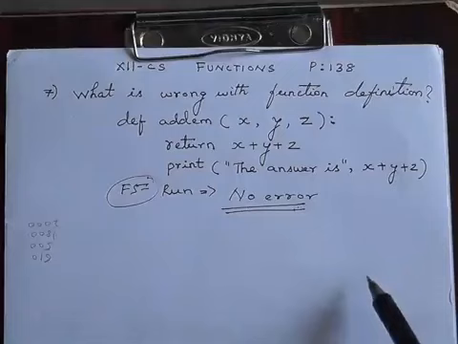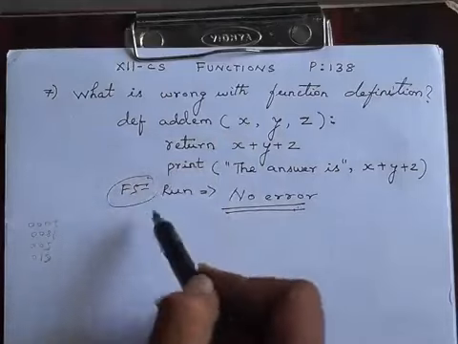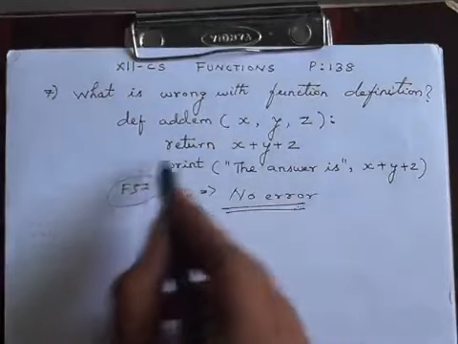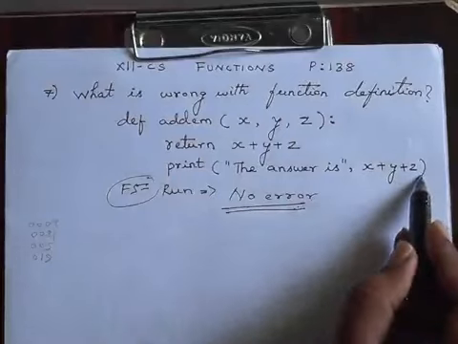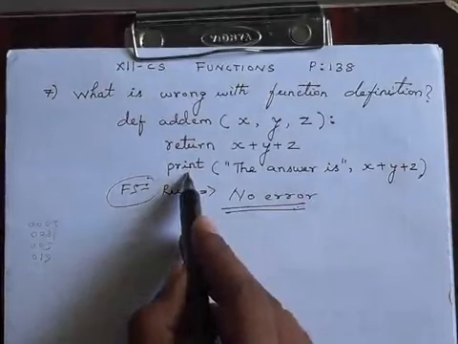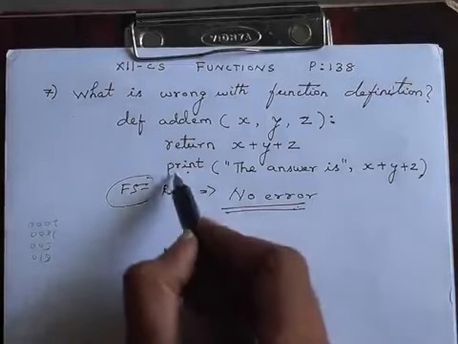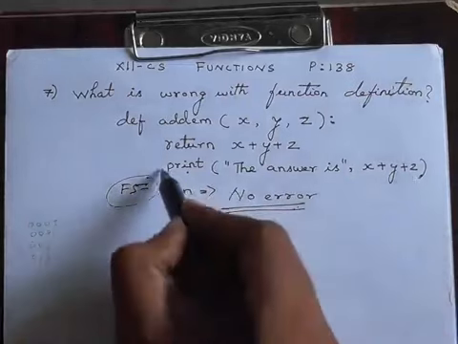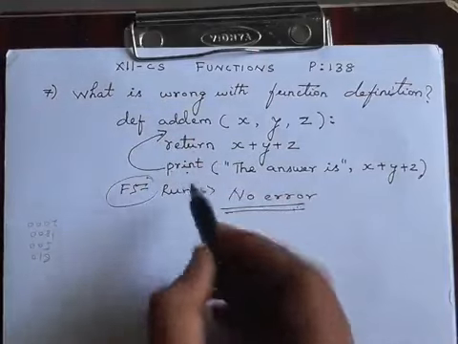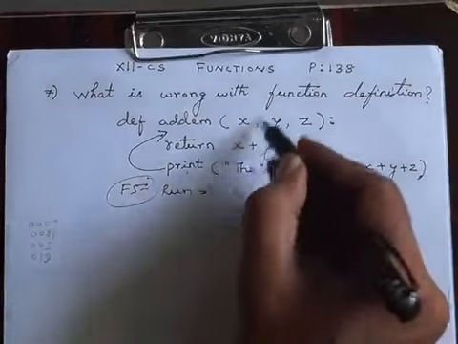What is that? Yes, in the function definition, the last line should be the return statement. After the return, you should not give any printing statement. So if you want to give a print statement, you have to give it before the return statement. Understand? So after the print statement only, you have to write the return statement. Understand? So I will write once again.